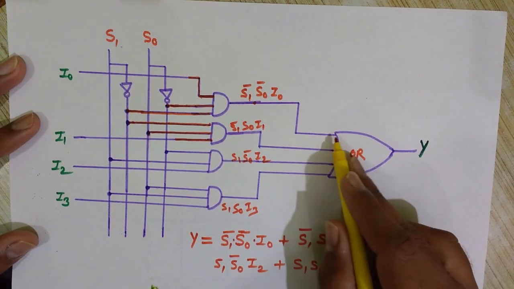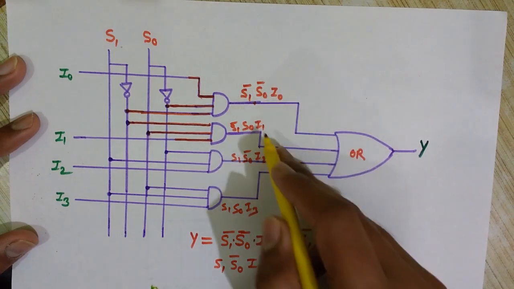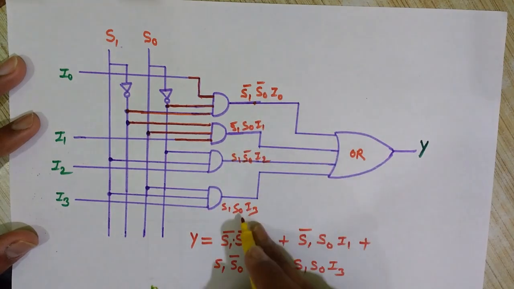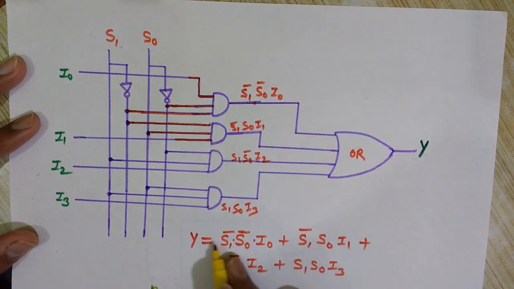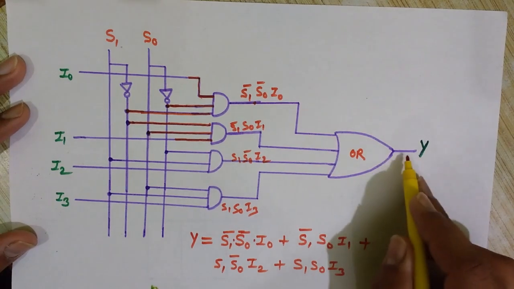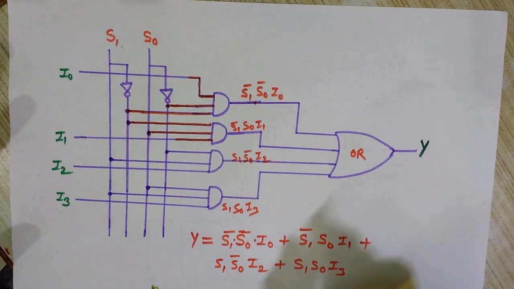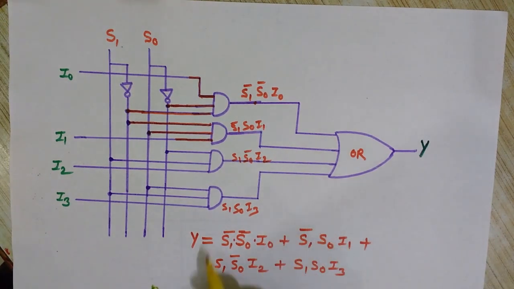So I have an OR gate, and at the output Y there will be the summation of all these four. This whole expression of Y that I wanted to implement will appear at its output. In this way, I have implemented the complete logical expression of the 4X1 MUX that I derived from the truth table of the 4X1 MUX.